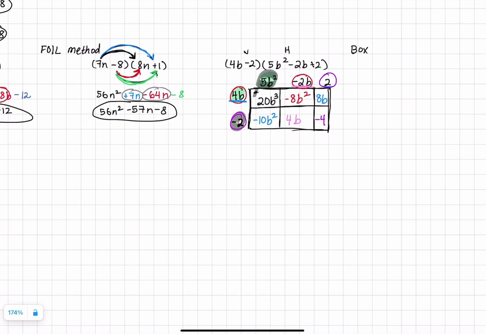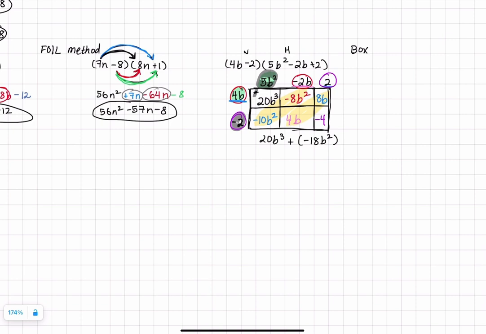So what we can do now is combine like terms. An easy way to identify the like terms is looking at the diagonals. So these are our like terms. What we would do now is just add them up. So 20b cubed, plus, we would just put a plus sign there. And now you have negative 10 minus 8. So that's negative 18. So negative 18b squared.